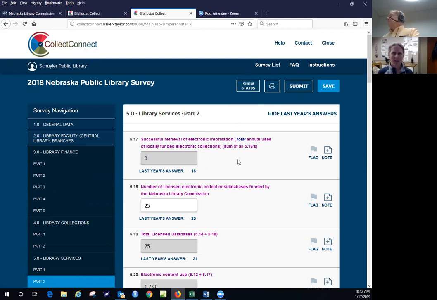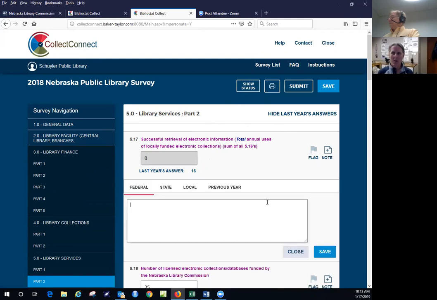Like if your data is outside of a certain range, if you've had a large change, or if you've had no change, if it's exactly the same, you'll get an edit check and you need to enter a note. If you know that it's outside that range and you want to enter a note here, you can. Usually on the purple questions, we recommend that since those are federal questions, you enter a note in the federal note field. If it's a state question, you can enter a state note here. You can also enter a local note.